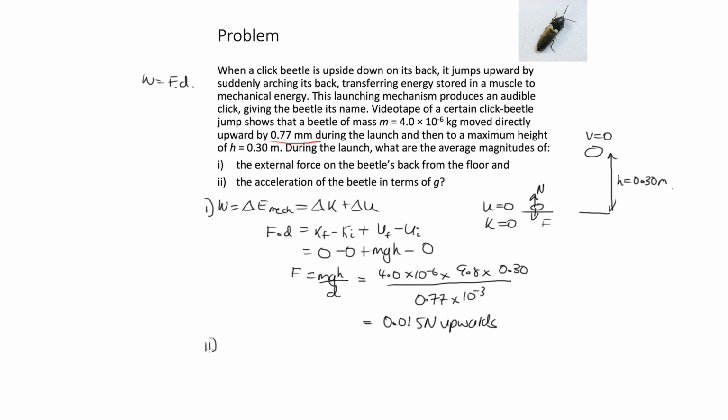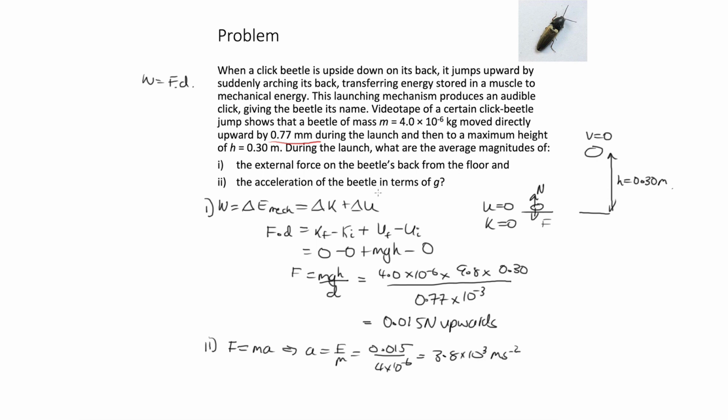Part 2 then asks us for the acceleration of the beetle in terms of g. So we're trying to work out the acceleration as it launches. So we can use Newton's second law, F is equal to ma, which tells us that a is equal to F on m. So that's 0.015 divided by 4 times 10 to the minus 6, which is equal to 3.8 times 10 to the 3 meters per second squared.